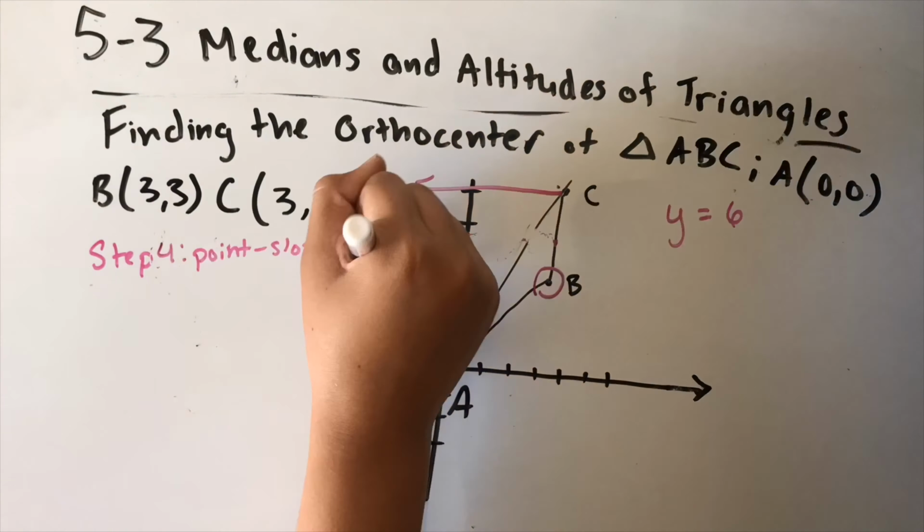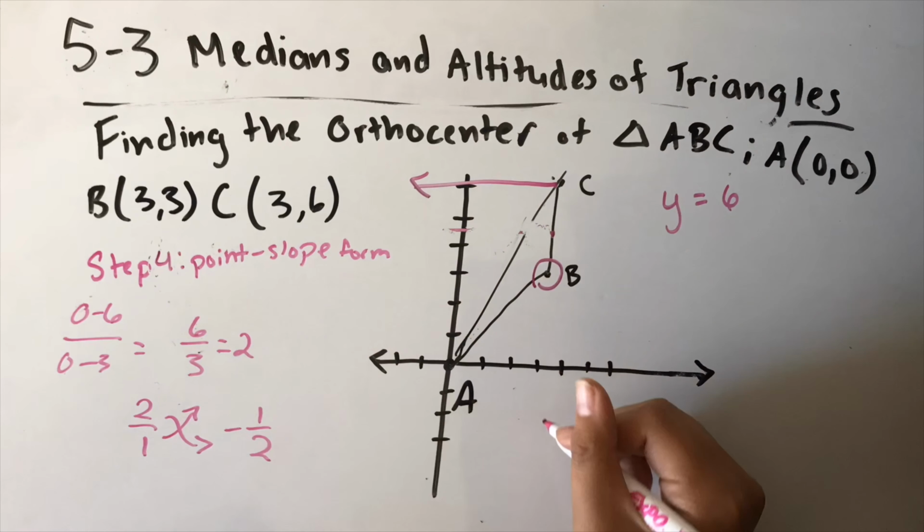We know that the altitude for B should be perpendicular with segment AC. So we have to find the slope of AC and use the opposite of that slope for the slope of our altitude for point B. 0 minus 6 is negative 6, and 0 minus 3 is negative 3. That simplifies to 2. We need the negative reciprocal, which would be negative 1/2.